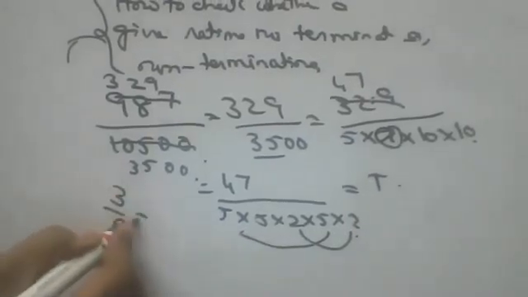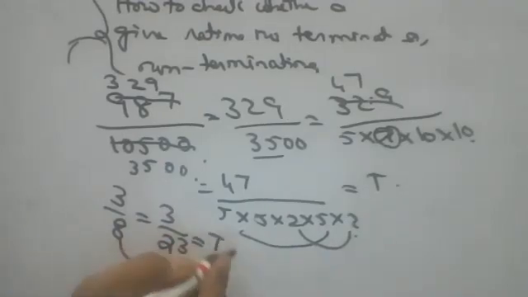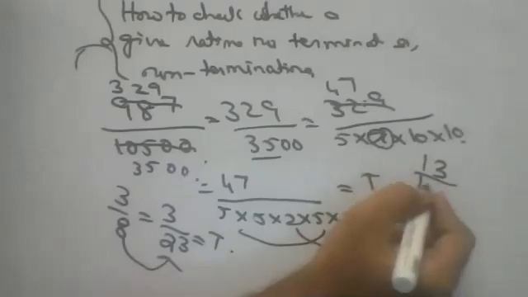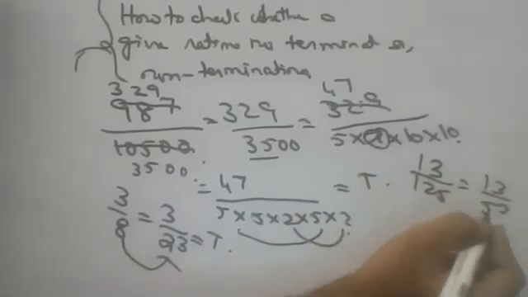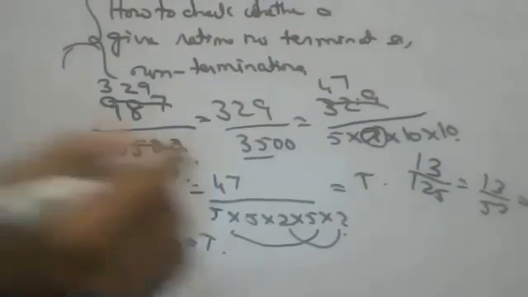3 by 8, that is 3 by 2 cube. 8 is 2 cube, no? Terminating. Okay, so many examples I'm giving, children. 13 by 125. 125 means what, children? 13 by 5 cube. 5 cube means only 5 is there, so it is terminating. And the last sum for the day, children.